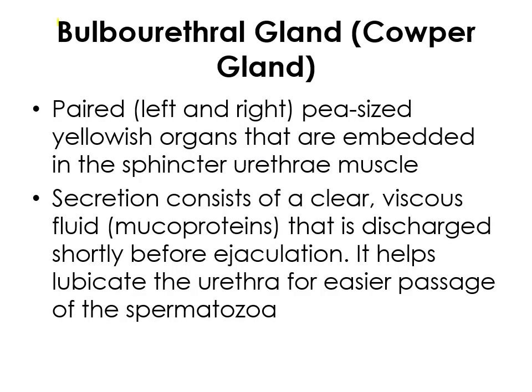Lastly, we have the bulbourethral gland or the Cowper gland. It is a pea-sized, yellowish organ. Its secretions consist of a clear, viscous fluid of mucoproteins that is discharged shortly before ejaculation. It helps lubricate the urethra for easier passage of spermatozoa.